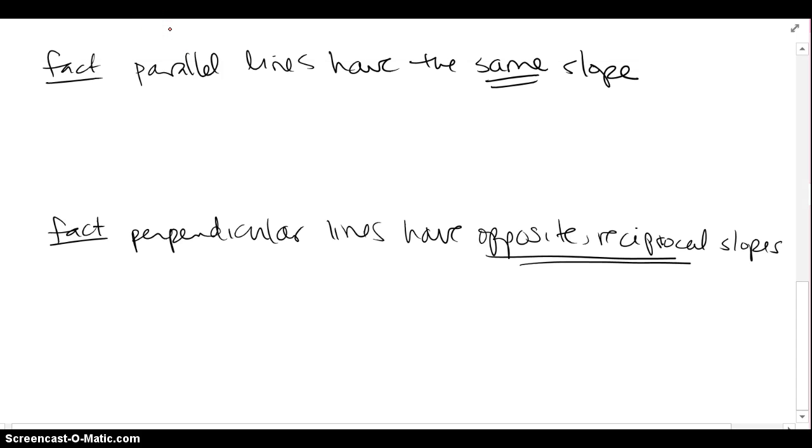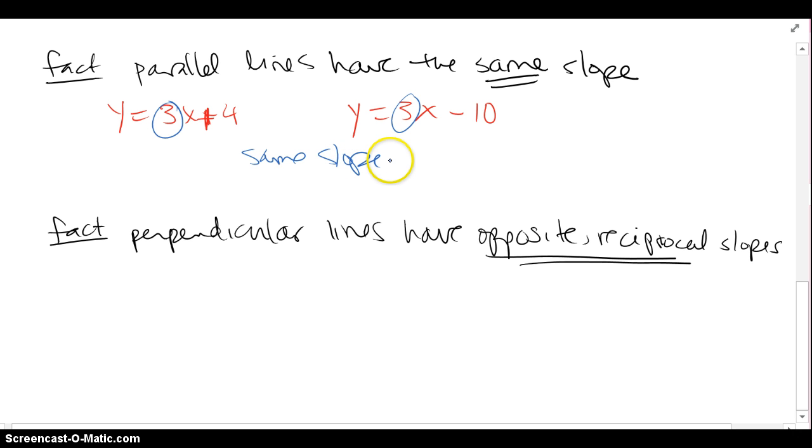Parallel lines have the exact same slope. In other words, if I have the line y equals 3x plus 4, and I have the line y equals 3x minus 10, let's say, both in slope-intercept form, since their slopes are the same, I'm going to have these two lines be parallel. So the minute the slopes are the same, the lines are going to be parallel.